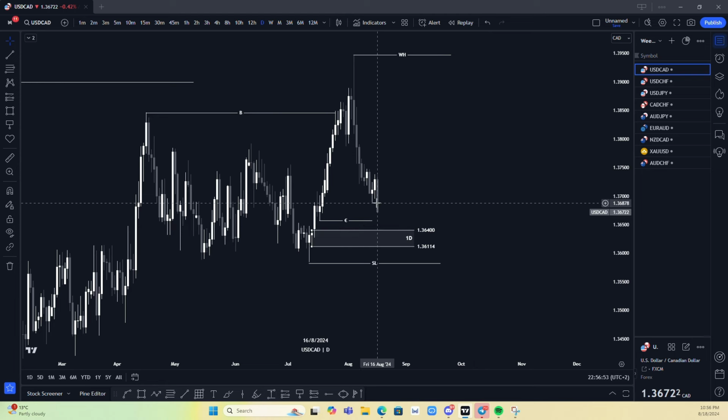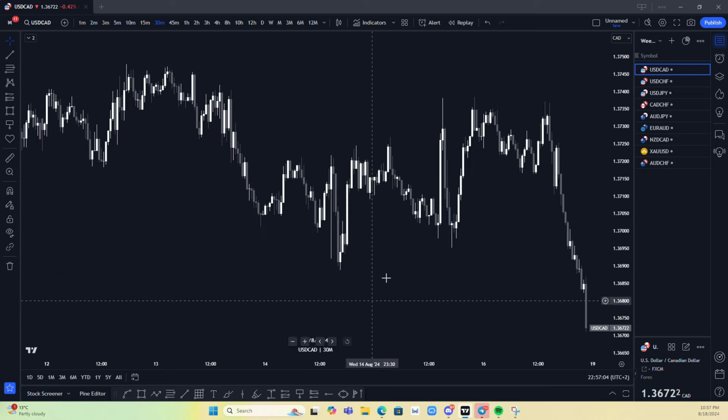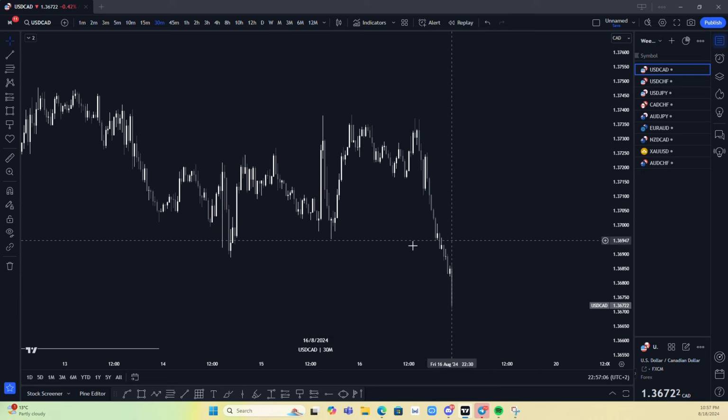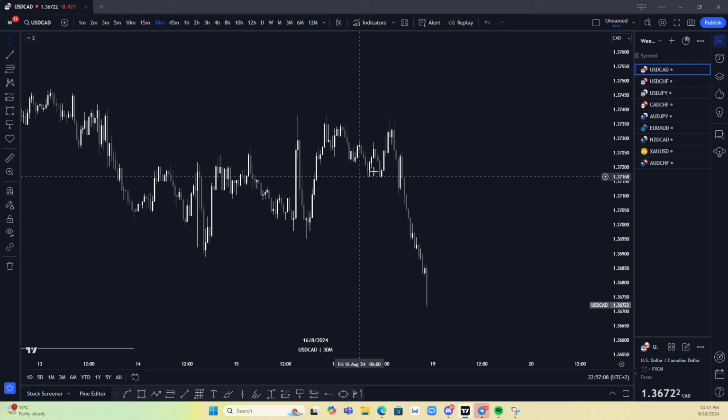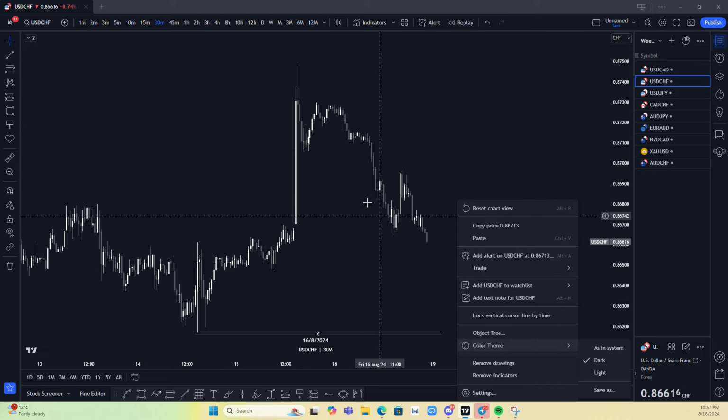So now we're just waiting for price to mitigate our daily demand area here to push price to the upside. But then since this is the daily time frame, we are still open to taking our selling opportunities here. If any supply area gets mitigated, we can take our selling opportunities from there. Okay, so now moving on to USD CHF, we have this.